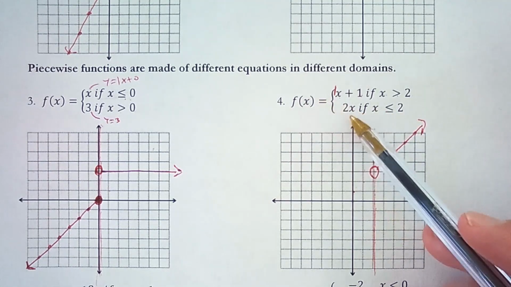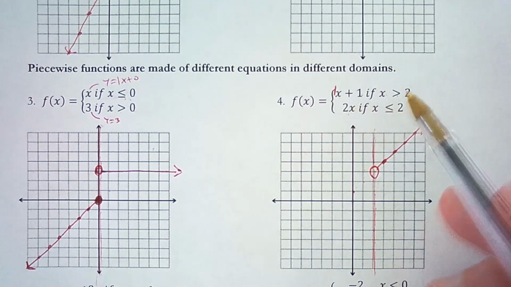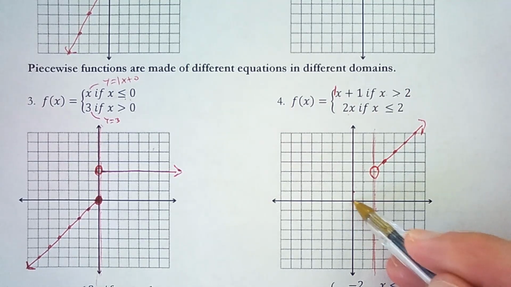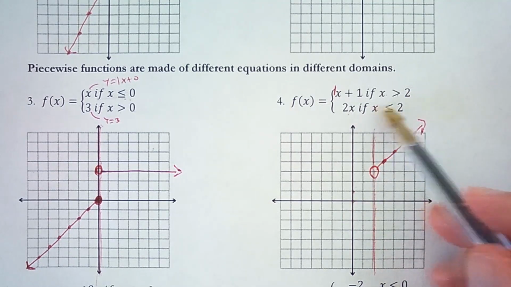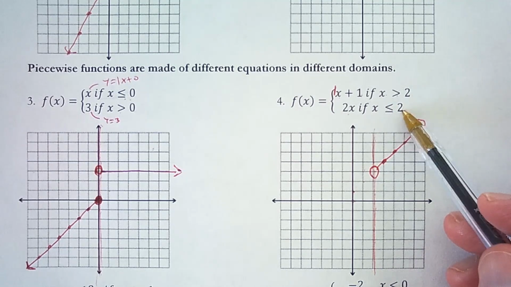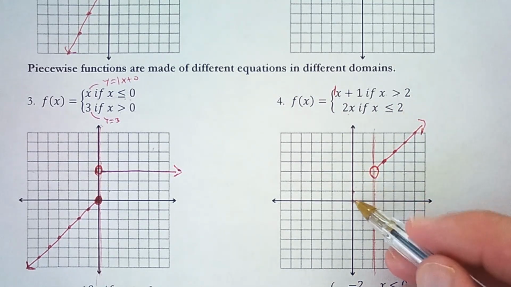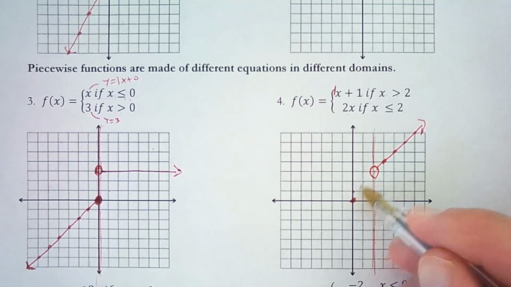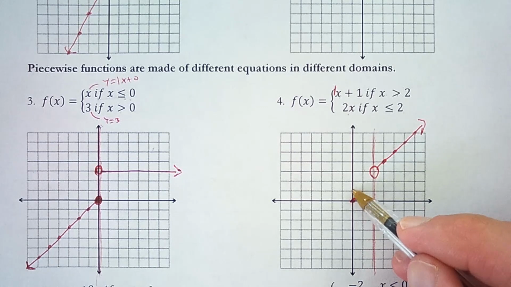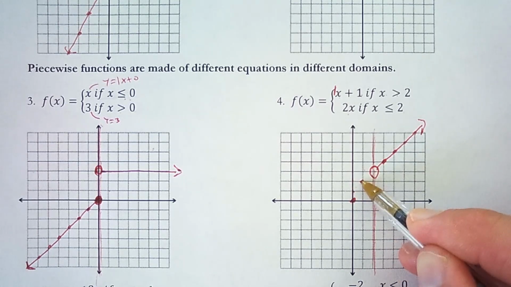Next I have y equals 2x, which means the y-intercept is 0, so that would be right here, only for x is less than or equal to 2. Now since my y-intercept is within the domain, less than or equal to 2, I can actually put a point here. Now I have a slope of 2, which means up 2 and right 1.